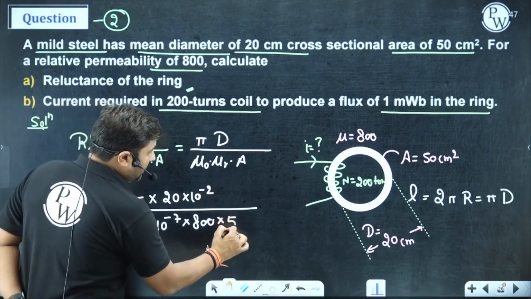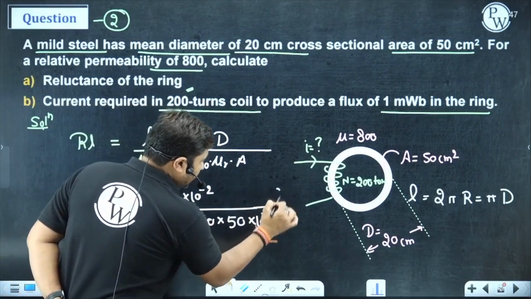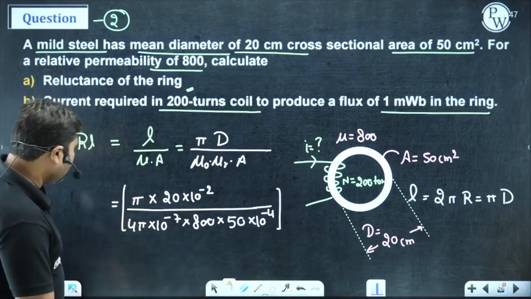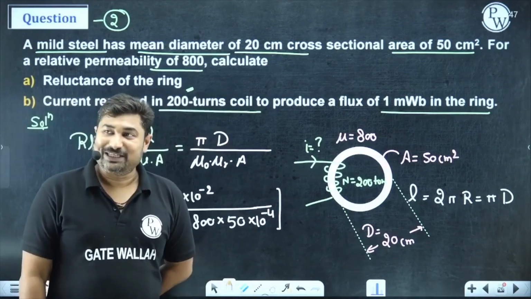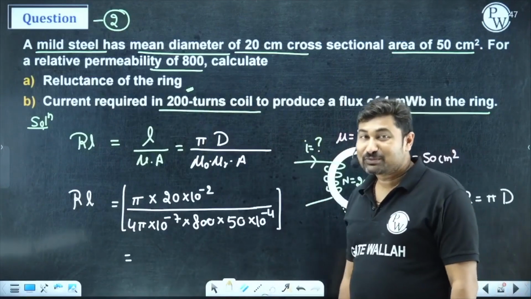Area of cross section is given to you as 50. Convert it into meters. So write it as 10 to the power minus 4 meter square. Now you can calculate the value of reluctance. Please observe, if the radius is known, then you have to use 2 pi. Otherwise, you have to use pi d.